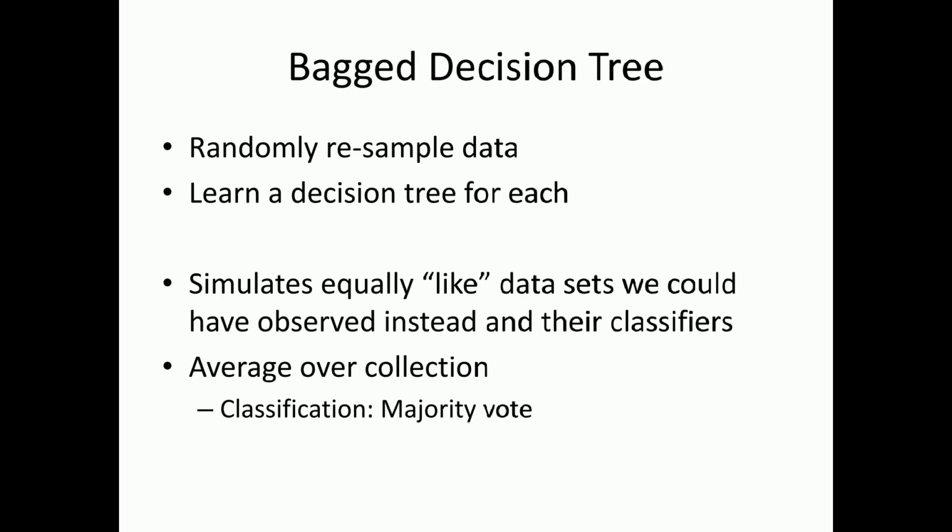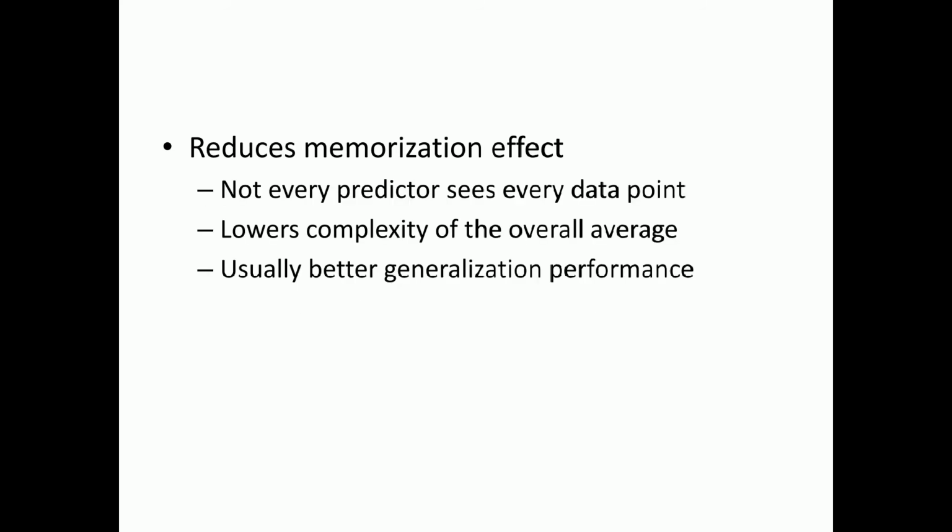Bagged decision tree or random forest is another method of ensemble learning. It randomly resamples the data and learns a decision tree for each resampled data set. It simulates the kind of data sets we could have observed, and instead of picking among the classifiers, it averages their predictions. The classification technique is based on the majority vote. Bagged decision trees reduce the memorization effect. Not every predictor sees every data point, so it lowers the complexity of the overall average. Usually, it gives better generalization performance.